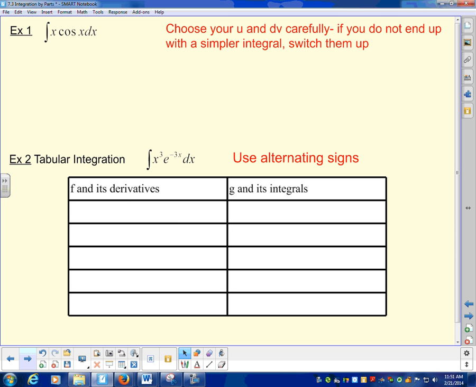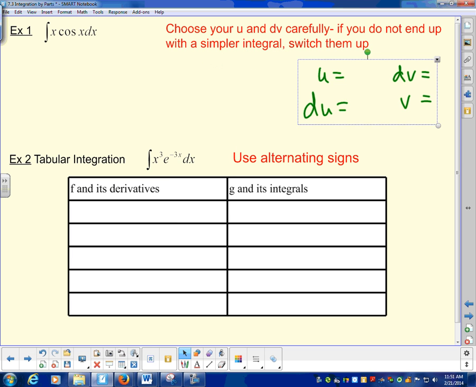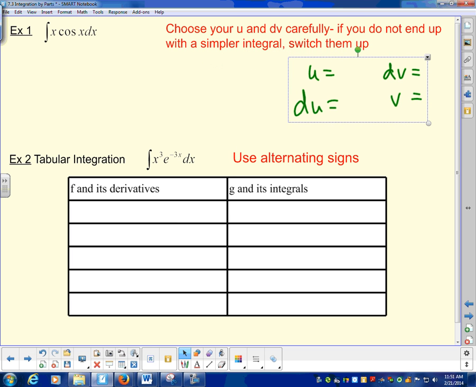So the idea here is we're going to make a little 2x2 table. We're going to let u equal one of these functions. We're going to let dv equal the other function. And then we're going to calculate or find du and then also find v. So it's really trial and error.